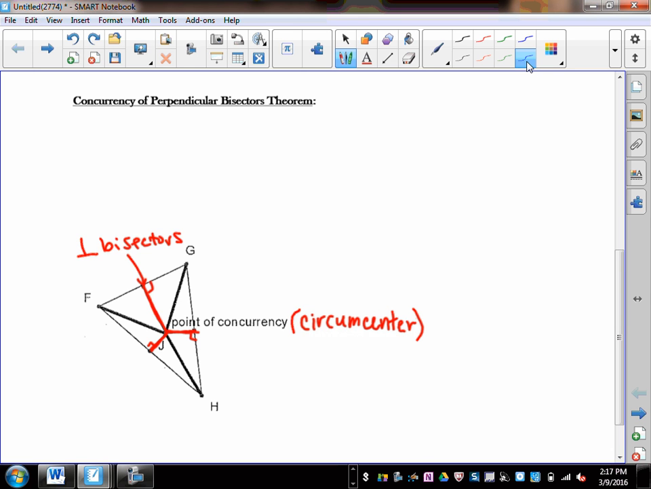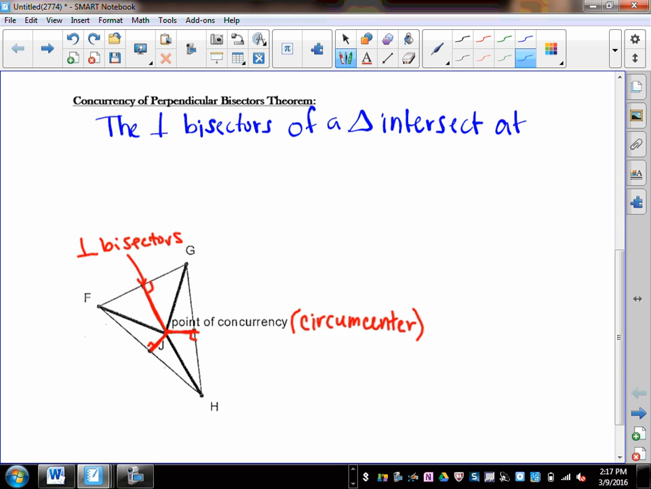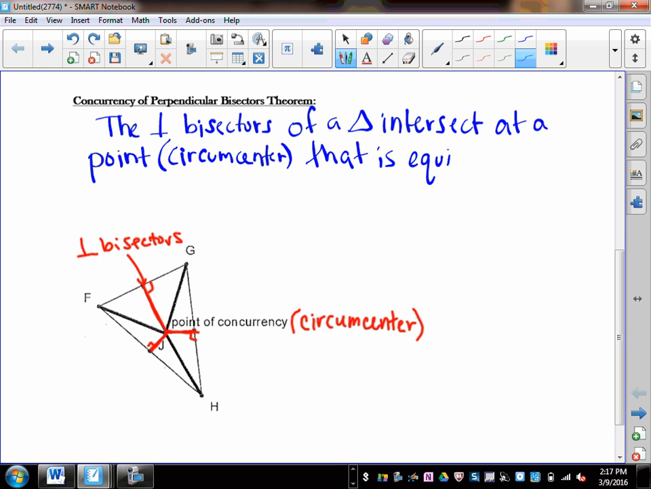Alright, so our theorem states that the perpendicular bisectors of a triangle intersect at a point. And what's that point called? The circumcenter. Perpendicular bisectors of a triangle intersect at a point, which is our circumcenter, that is equidistant from the vertices of the triangle.